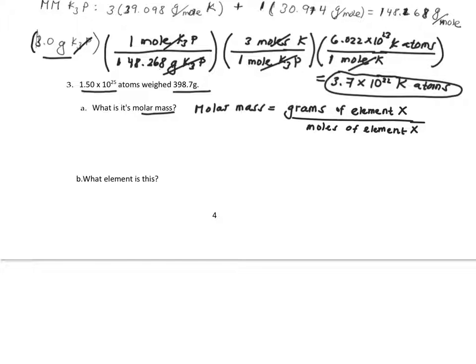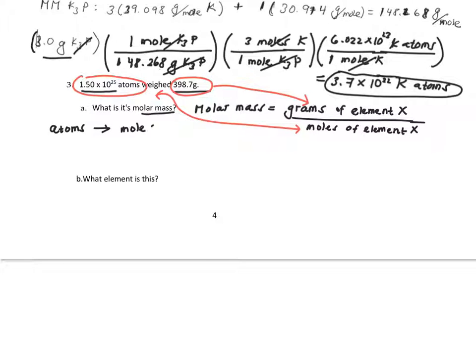If we look at this problem, you can see that we are given the grams of element X. So half of the problem is done. That's already our numerator. We need to be able to convert these atoms to moles so that we can get the denominator and then divide the two to obtain our molar mass. So what we need to do is go ahead and convert atoms of element X to moles of element X using Avogadro's number.